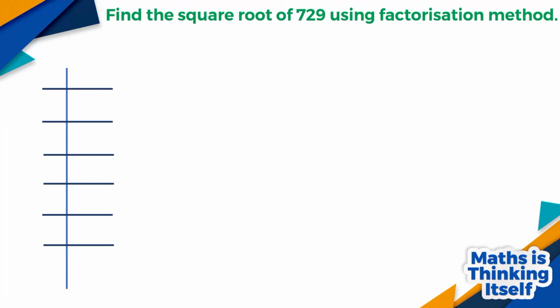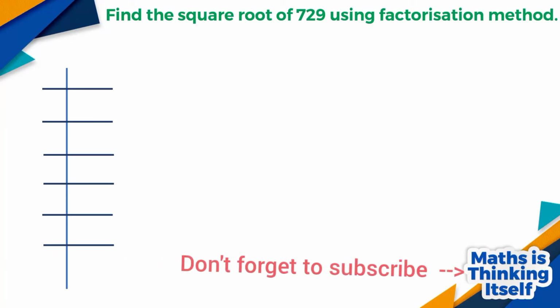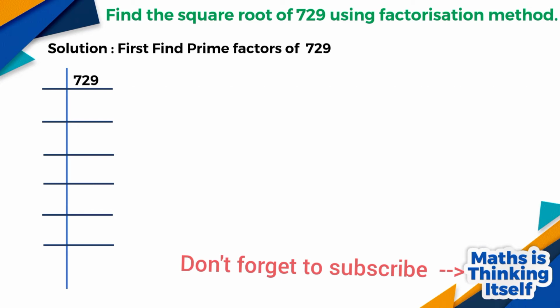Find the square root of the given number by the prime factorization method. Prime factorization means we have to find its prime factors and then express the given number as the product of its prime factors. First of all, you have to write the given number, then we have to find its prime factors. Prime factors: first we take the prime number 2.